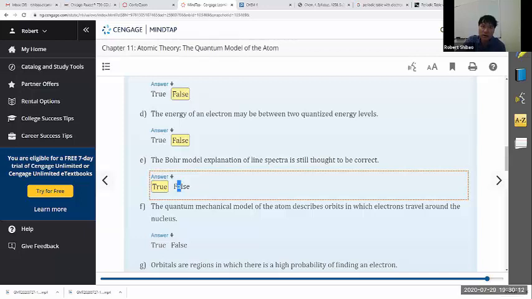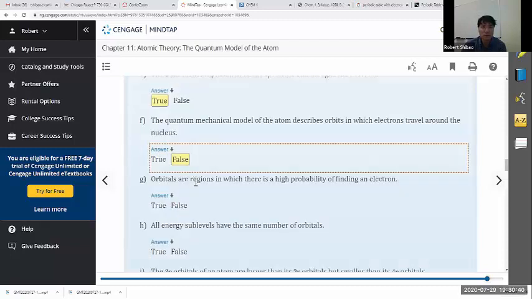But Bohr model's wrong because the Bohr model explained line spectra to be jumps between orbits. That's not correct. If you modify this and say, okay, we're just going to take the jumps part and we're going to lose the orbits part, then you can say it's true. It's jumps between orbitals, not orbits. The quantum mechanical model of the atom describes orbits in which electrons travel around the nucleus. That's false. Orbits is Bohr, and Bohr is wrong thinking.